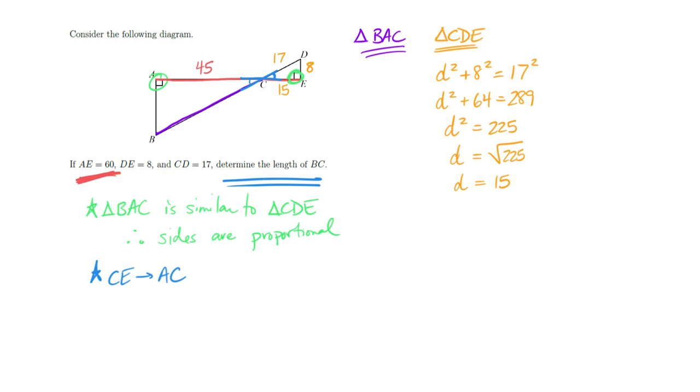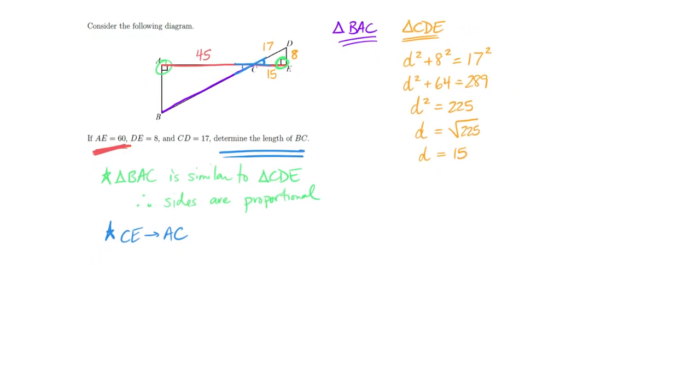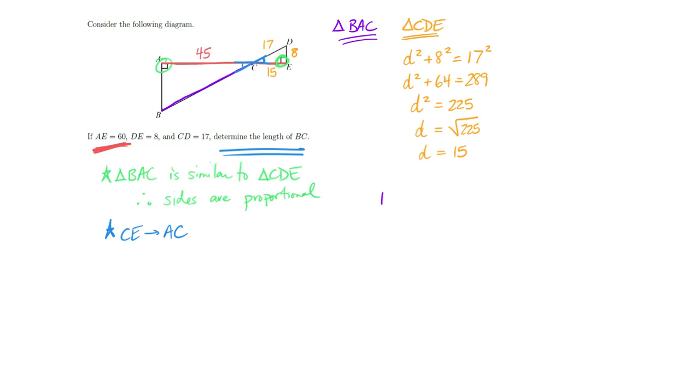And here's where I'm going to use that green property of sides being proportional. So let's hop onto purple over on the right side. I know then that if I'm going to take side CE, 15, and change it into side AC, 45, that has to be changed the exact same way throughout my triangle. So on top, side CD, 17, has to get changed into the hypotenuse on the other triangle, side BC, and that's the length I'm looking for.